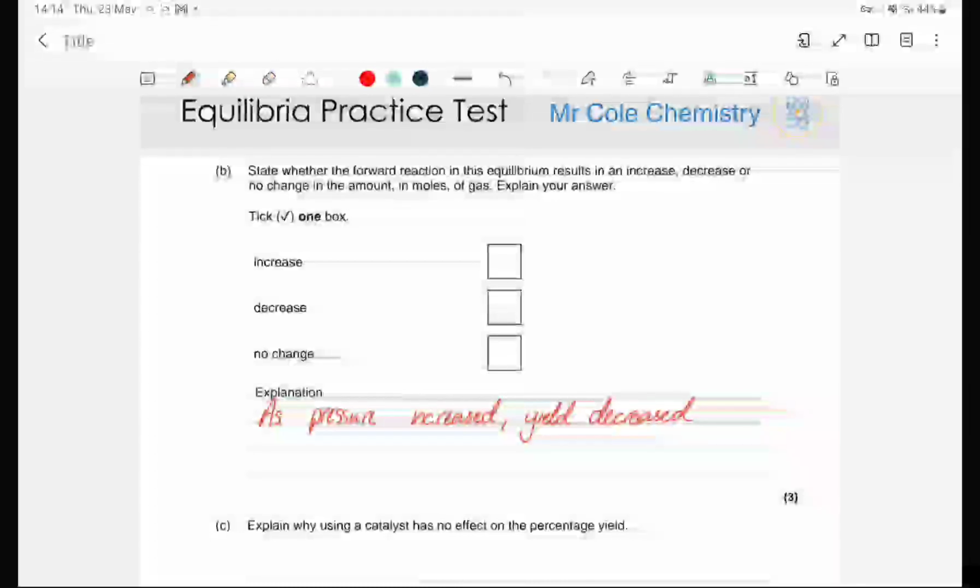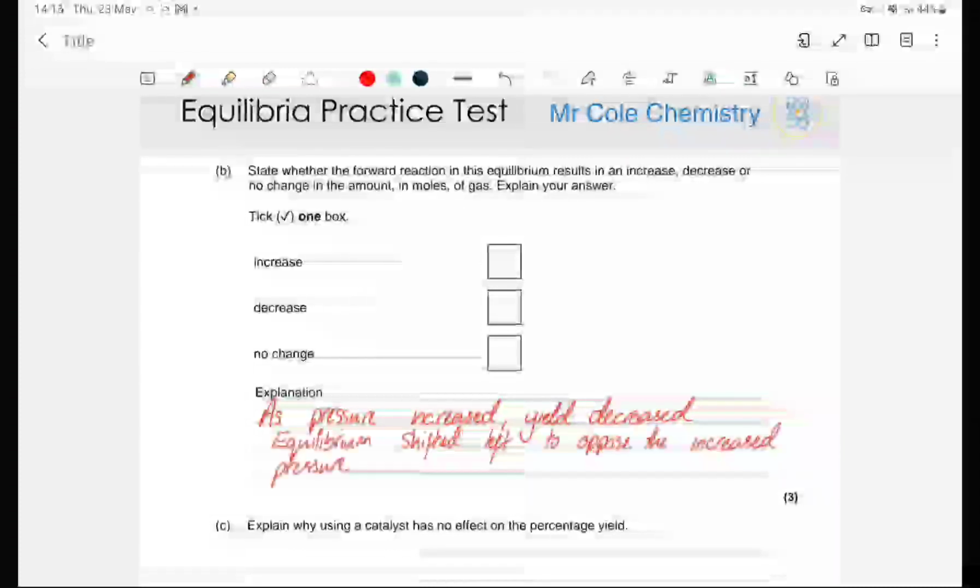So this means that as the pressure increased, the position of the equilibrium shifted towards the left. And therefore there must be fewer moles of gas on the left-hand side. So if there's fewer moles of gas on the left-hand side, that means that when the reaction is taking place, you are increasing the number of moles of gas.